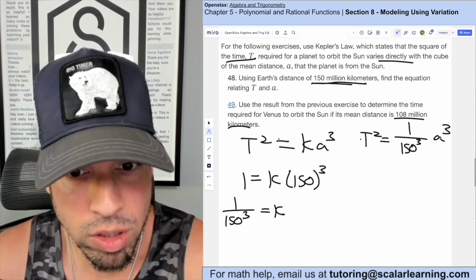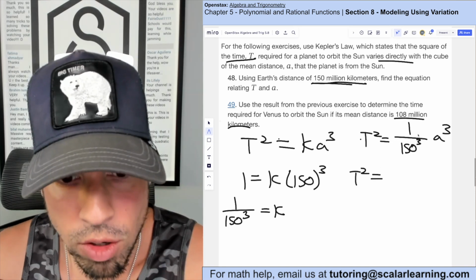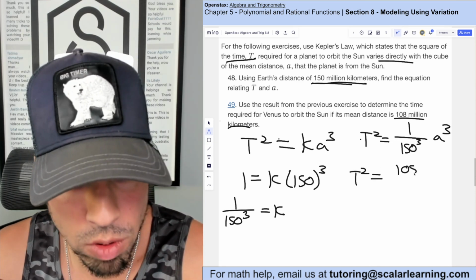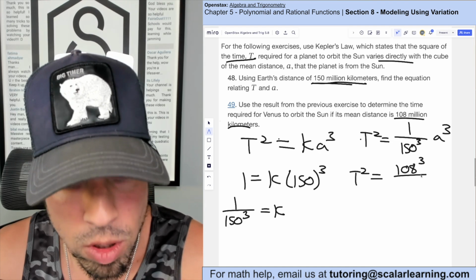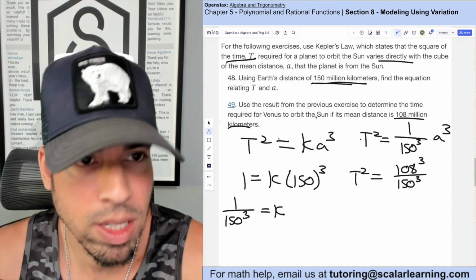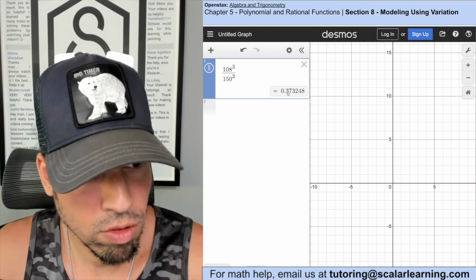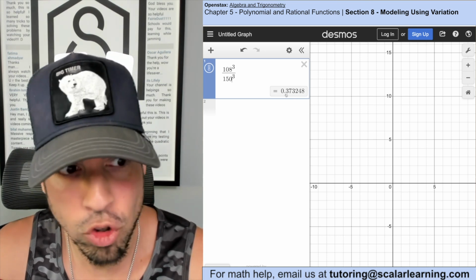So we're going to plug in 108 in for a cubed. And since it's out here multiplied by 1 over this, it's basically just going to go on the numerator, 108 cubed over 150 cubed. Let's see what that is in Desmos. And we get this nice value of 0.373. We'll round to the nearest hundredth, 0.37.